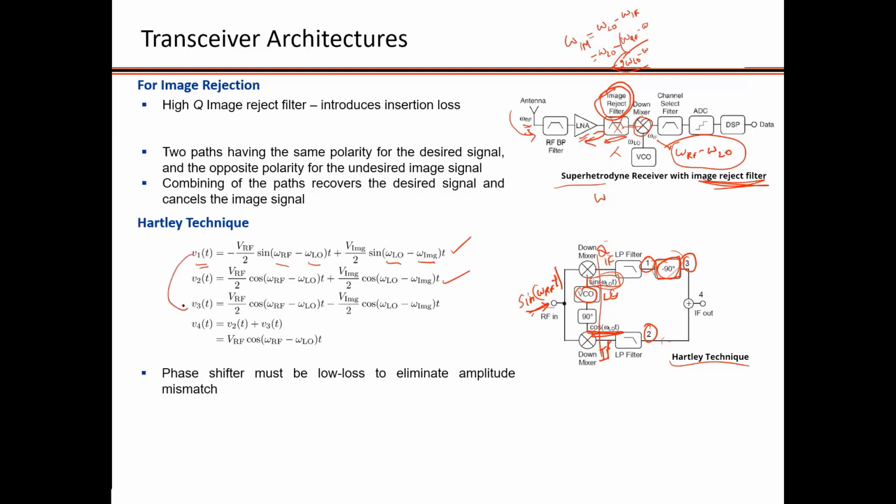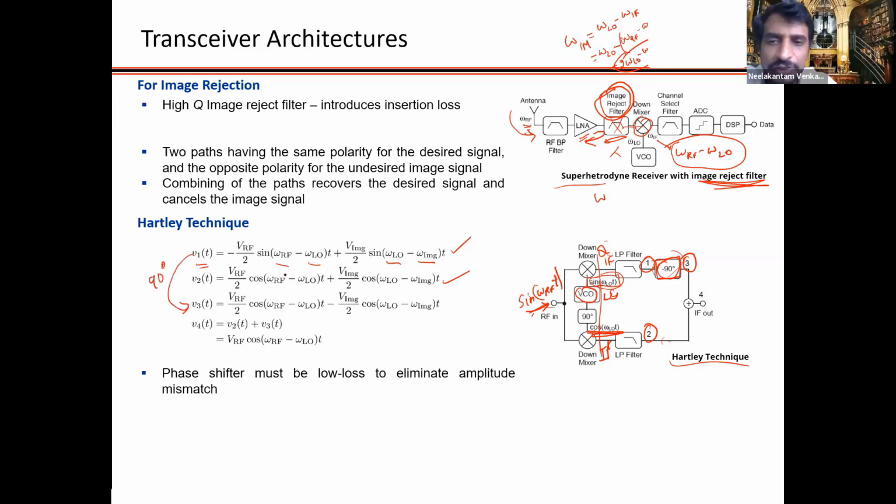If I go ahead and shift it by 90 degrees, I would end up with the sine becoming cosine, but the image will become negative, whereas the RF will become positive. So when I go ahead and add V2 and V3 to get V4, the RF gets added constructively, the image gets added destructively. It's a nice concept. Mathematically it works. So when I add this up, this term and this term cancel each other. The image is gone. So you don't even have to have an image filter, but you need to realize this 90 degree phase shift.